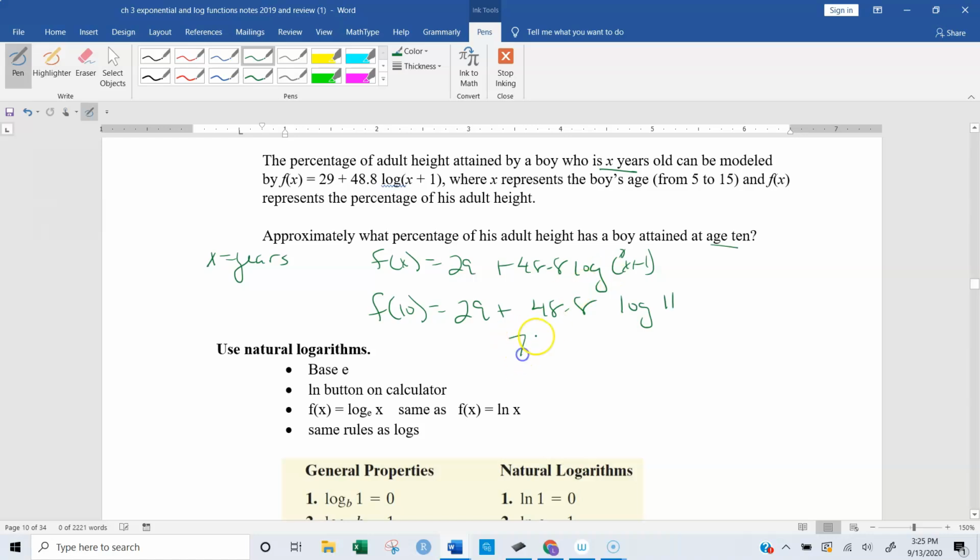79.82% of his height at age 10. All right, the next one you need to know is base e.